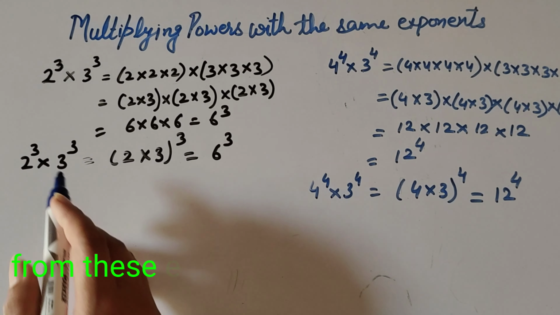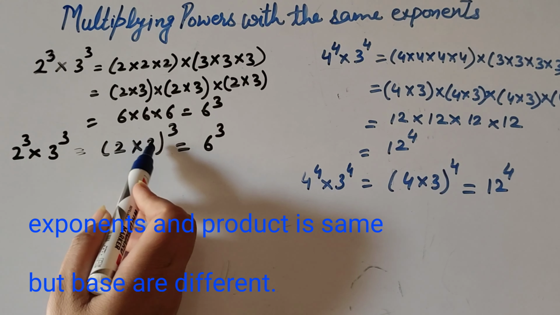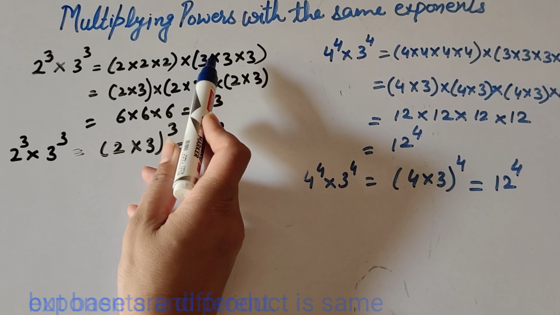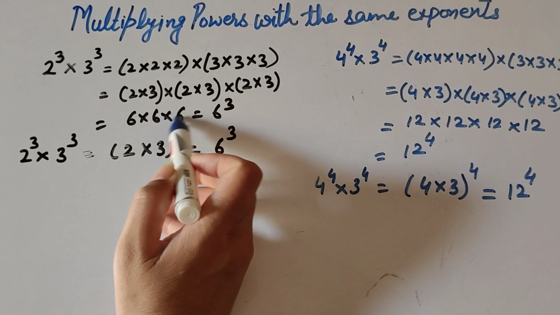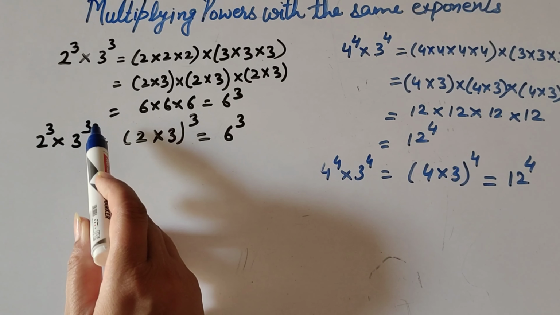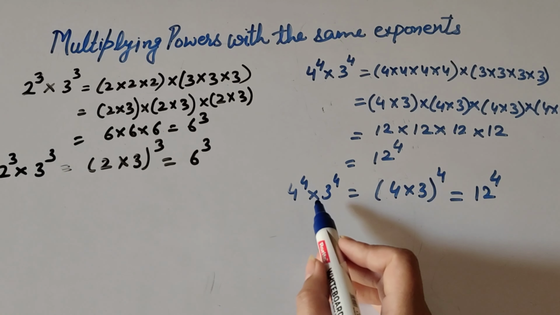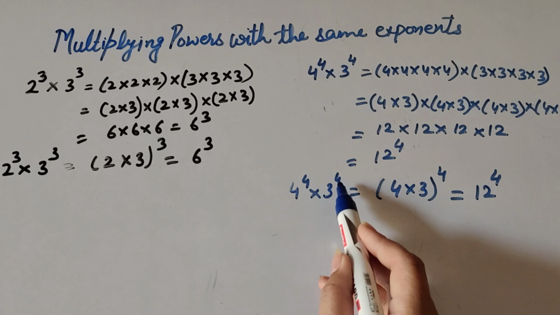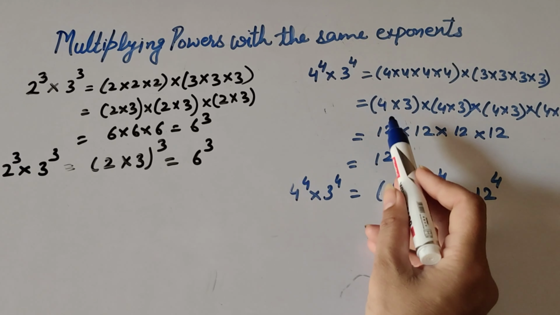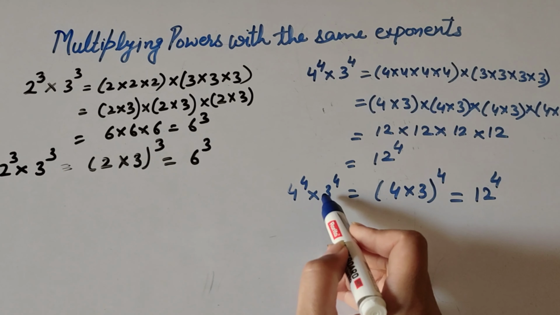So from these two examples, we observe that their exponents are the same and the product of the bases is the same. 2 multiply 3 equals 6. Product of the bases 2 multiply 3 equals 6 raised to power 3, but their bases are different. In this, the exponent is the same but the base is different. So again in these two terms, their exponents are the same. The product of the bases is the same, 12 raised to power 4. In this again 12 raised to power 4, but the bases are different, 4 and 3.